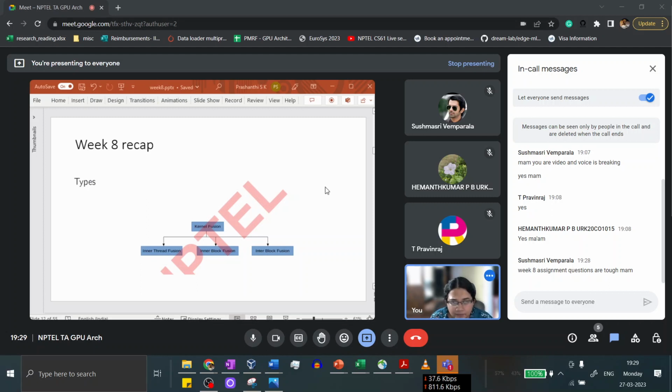Okay, let's keep moving forward then. So there are 3 types of kernel fusion: inner thread fusion, inner block fusion, inter-block fusion. So let's look a little bit at each of these. I won't go into too much detail because again it was covered. I think we spent almost one lecture on each of these things. But if you have doubts on any one particular concept, please ask, and I'll cover that in detail maybe in the next session.